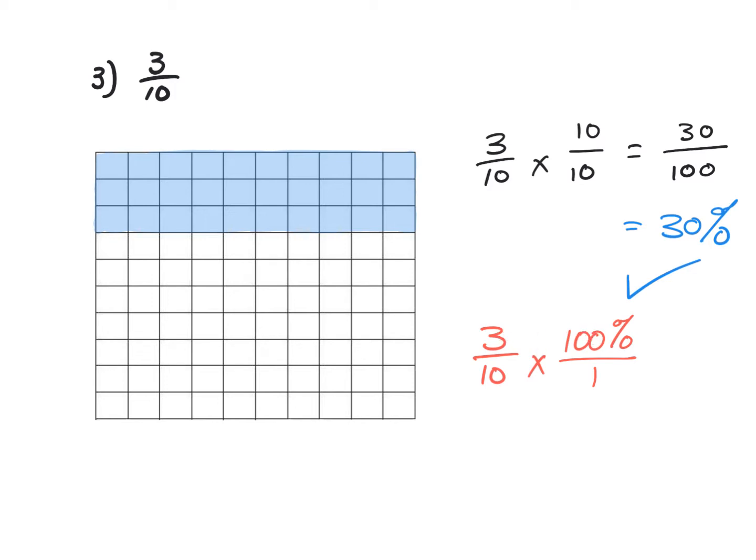So 3 multiplied by 100 is equal to 300% over 10 multiplied by 1 gives me 10. And I simplify my fraction over here. So I'll knock off those zeros over there. So that'll be 30 over 1, and 30 over 1 is the same as 30. And I mustn't forget my percentage sign. And I put my percentage sign in, and that is correct. So there are 2 different ways that you can actually work out the percentage of a particular fraction.